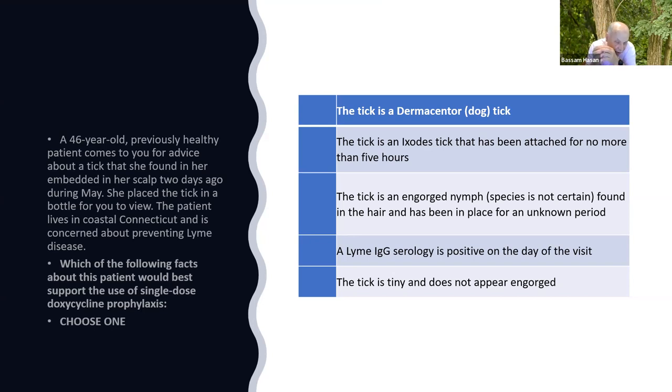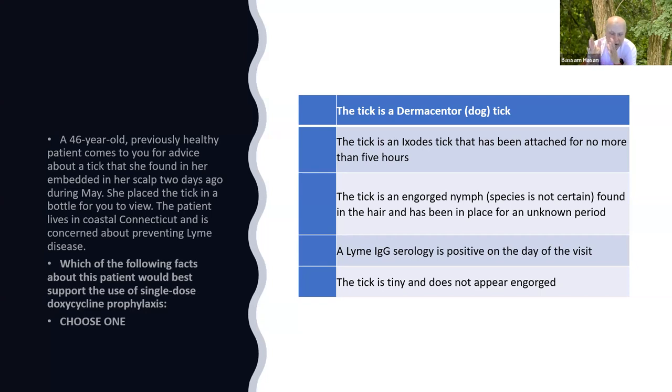One study was published years ago in the New England Journal about this kind of situation, which people really face on a daily basis in their office, in the urgent care. Somebody comes with a tick, found the tick, and what to do in this situation. So they put criteria for when you really need to act on these cases. Let's go by it: the Dermacentor tick does not transmit Lyme, okay? The Ixodes tick is the one.